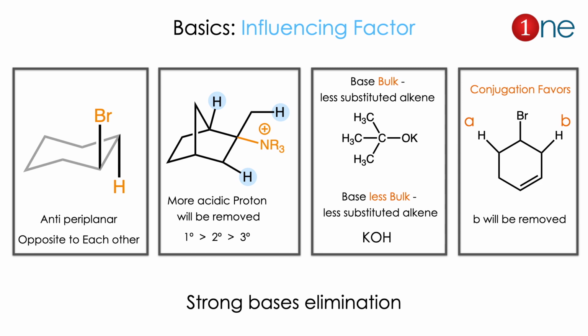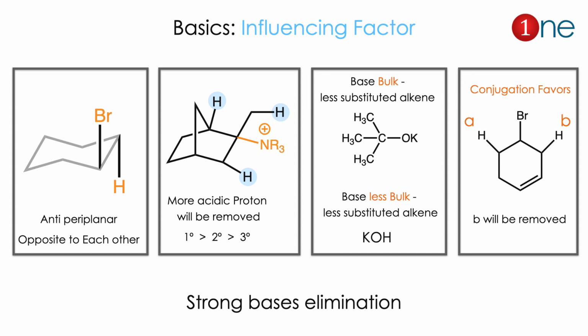Let us see the influencing factors in the elimination reaction. Normally in elimination reaction, anti-periplanar position of the leaving groups is better. Here you see the bromine and hydrogen, both are anti to each other. This position is very important for the elimination reaction. The second influencing factor is the selectivity of hydrogen. Normally the more acidic hydrogen will be removed, so primary will be first, secondary will be second, tertiary will be the least one. And the next one is the bulky base, which always looks for the less substituted alkene. So you should know that.